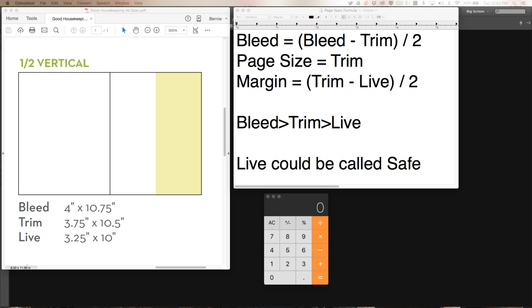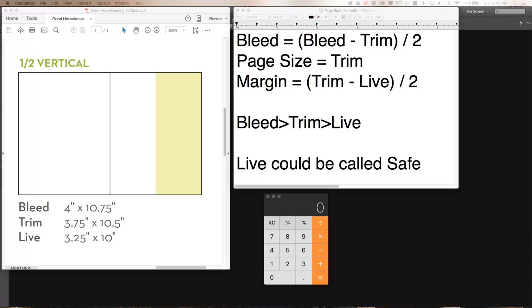In this video, we're going to talk about converting your size specs from an ad spec publication into InDesign. And you're going to use this basic formula that is on your screen. We'll talk about each one. So let's start with the bleed.